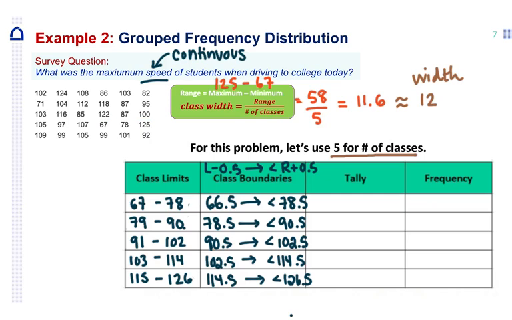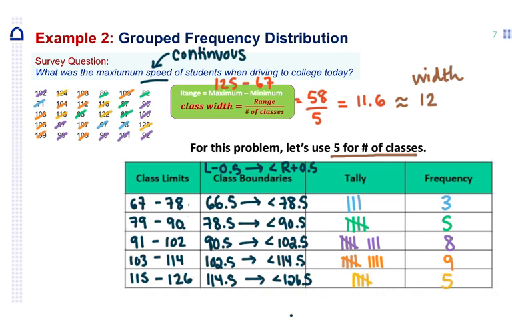If the number is between 67 and 78, it will go in the first row. So I counted 3. And then now we're going between 79 and 90. I counted 5. Now we'll go 91 to 102. I counted 8. And now 103 to 114. I counted 9. And for the last class, 115 to 126, I counted 5.